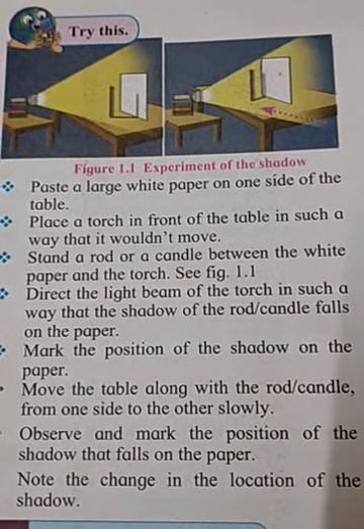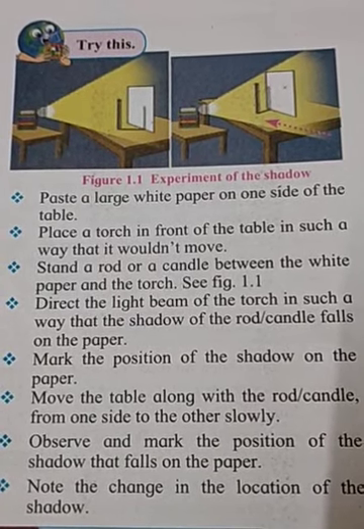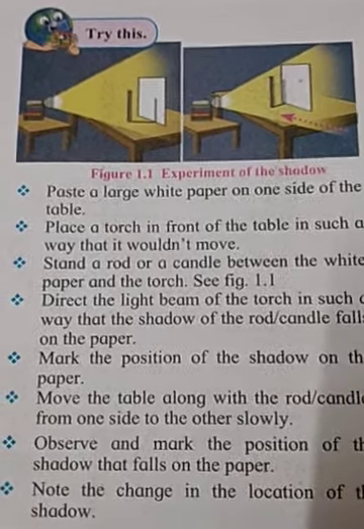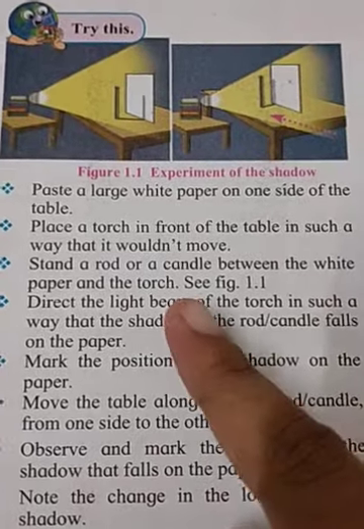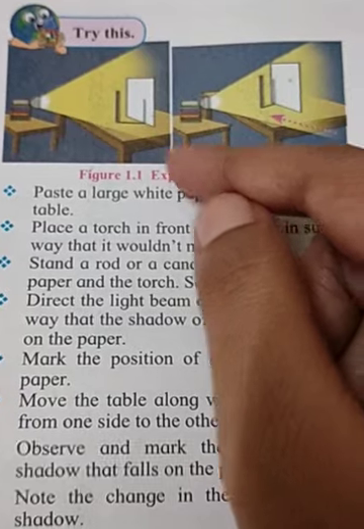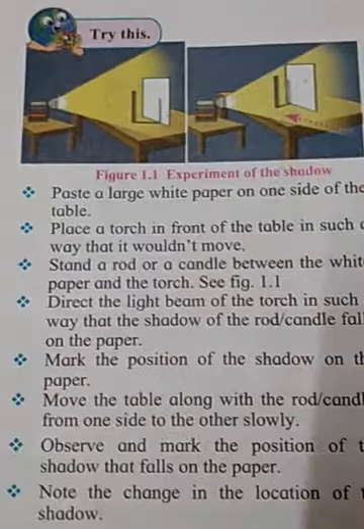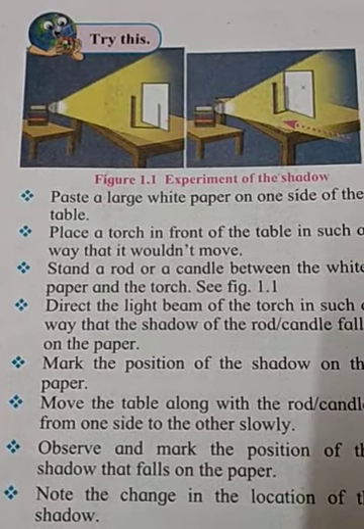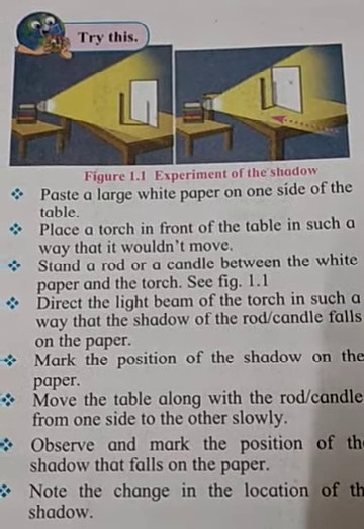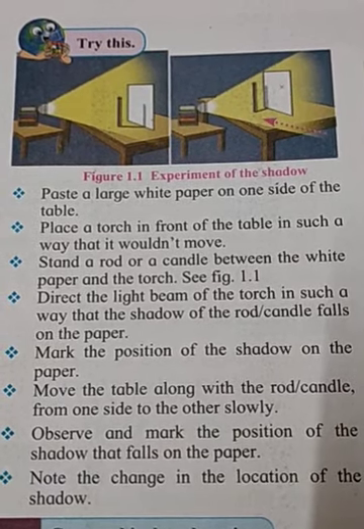Move the table along with the rod, candle from one side to another side slowly. Now you cannot change the direction of the torch, but you just have to move that table towards the right or left, slowly, lightly. That time what will happen? Observe and mark the position of the shadow that falls on the paper. Note the change in the location of the shadow.